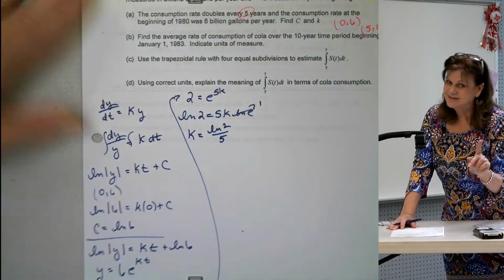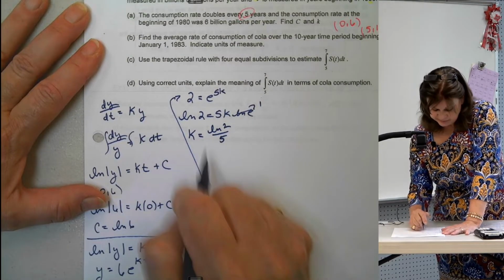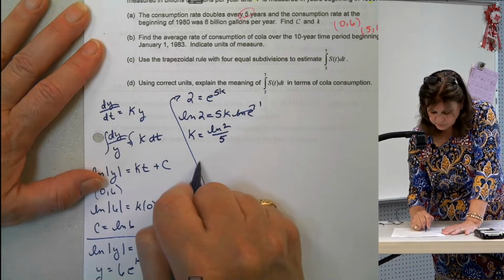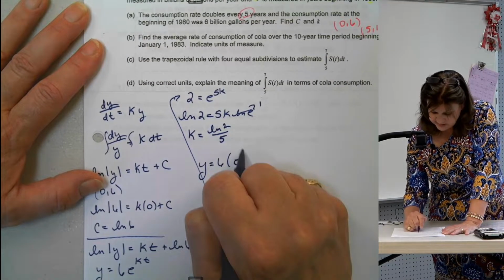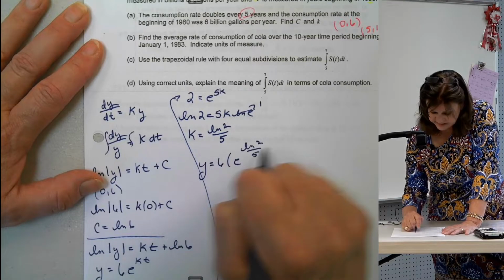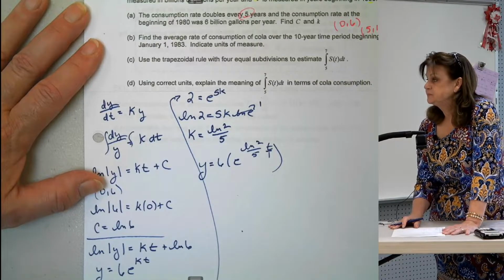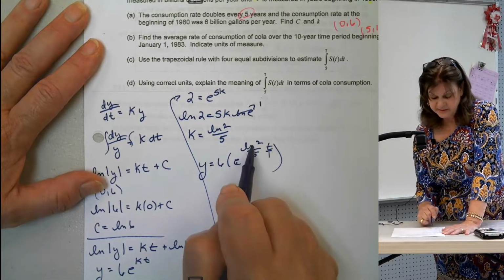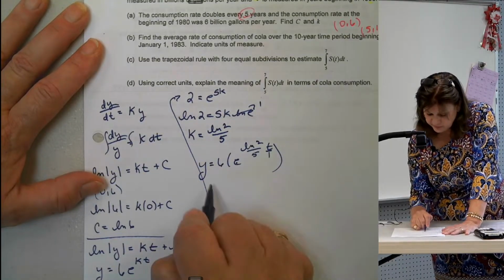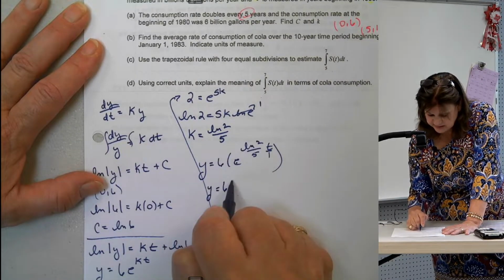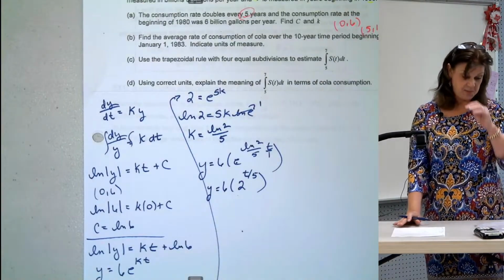Which means, again, base log base, that e is going to turn into a 2. So now I've got y is equal to 6 times e to the ln 2 over 5 times t. That t is over 1. Base log base, this e is going to change into 2. So I end up with an equation of 6 times 2 to the t over 5.